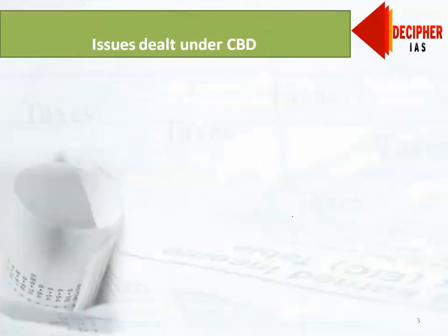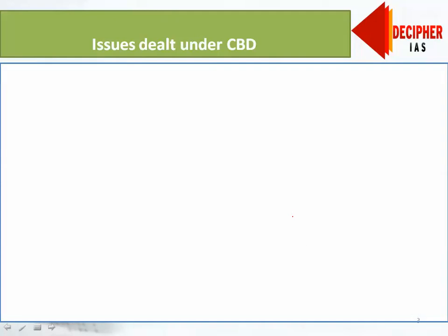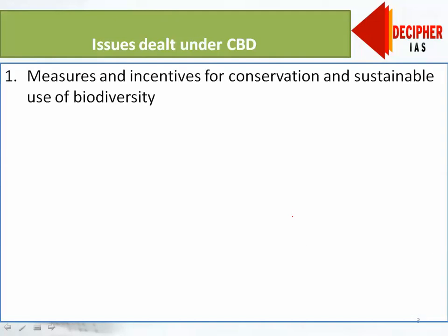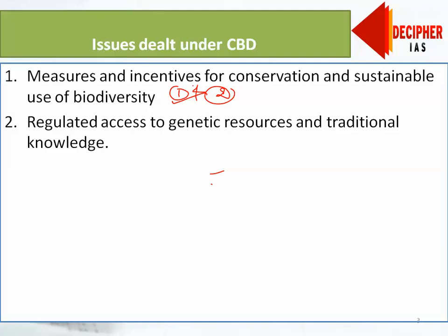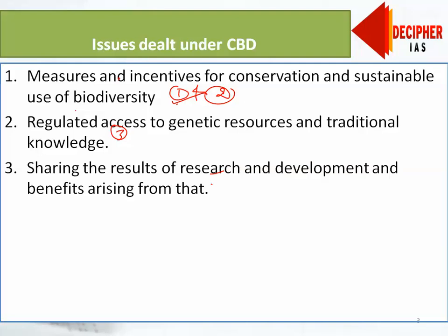Fine. Now, issues dealt under the CBD or Convention of Biological Diversity. Measures and incentives for conservation and sustainable use of biodiversity. Obviously, here comes the first and second point, that is first and second goals of CBD. The next point is regulated access of genetic resources and traditional knowledge. Here comes the third point, regulated access. Fine. Then comes the sharing the results of research and development and benefits arising from that. This is also a continuation of third goal.